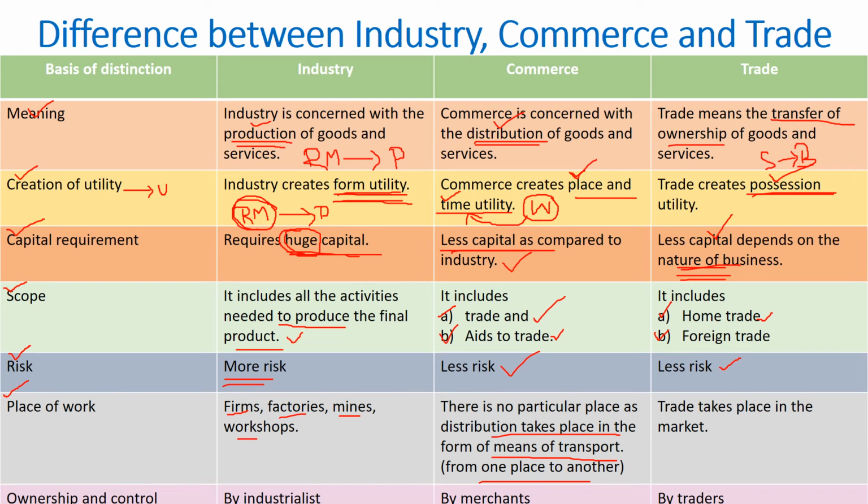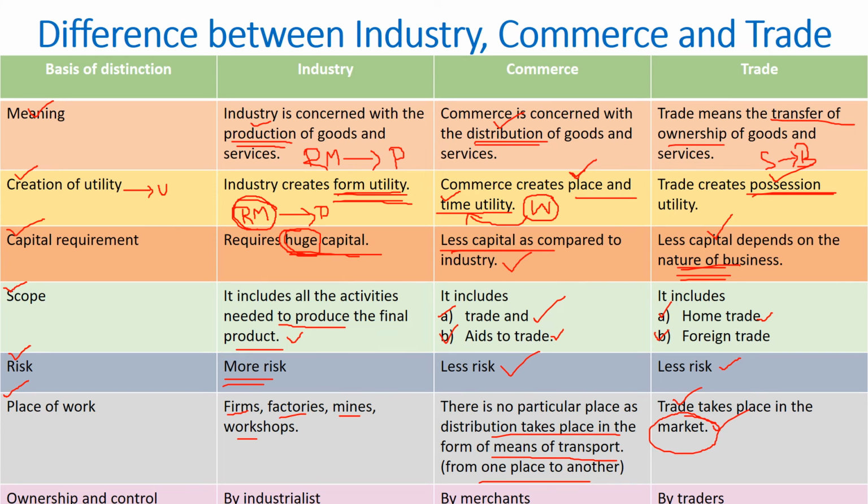So in case of commerce, it totally depends on the type of business. In case of trade, trade takes place in the market. As we all know, buying and selling of goods and services takes place in the market. So trade is taking place in the market.